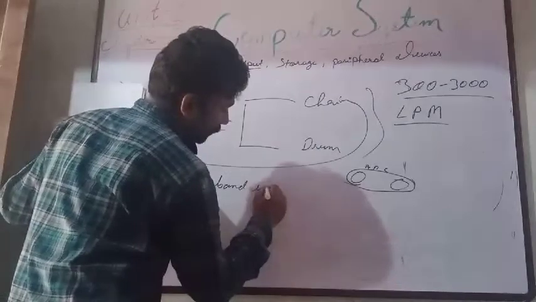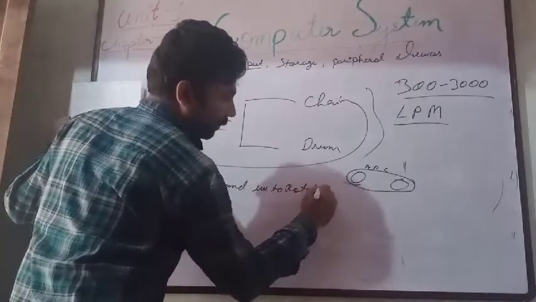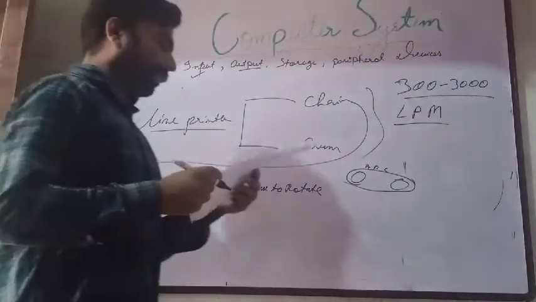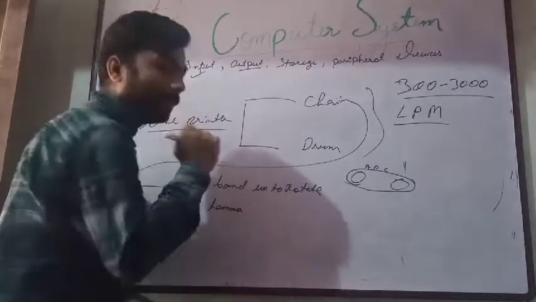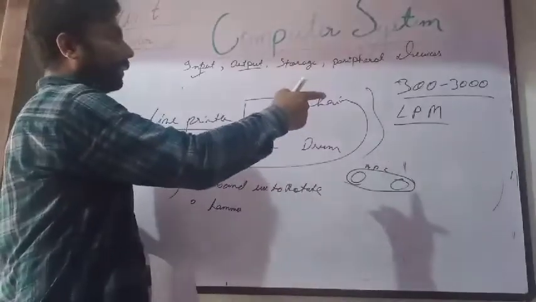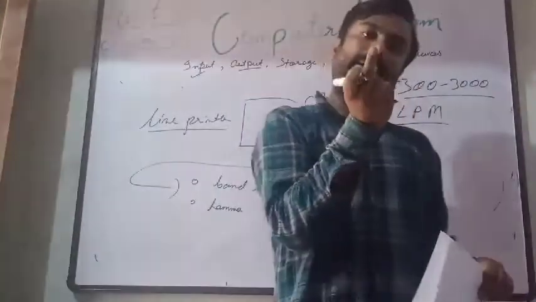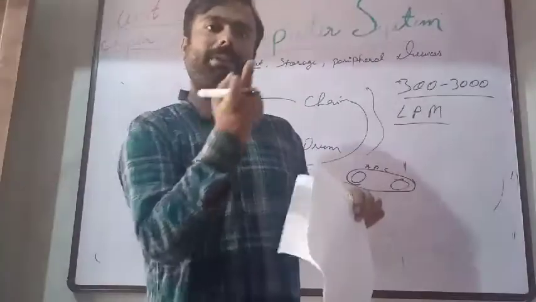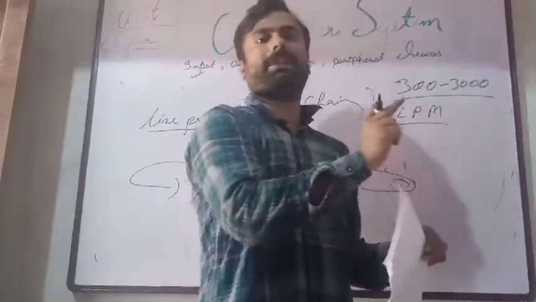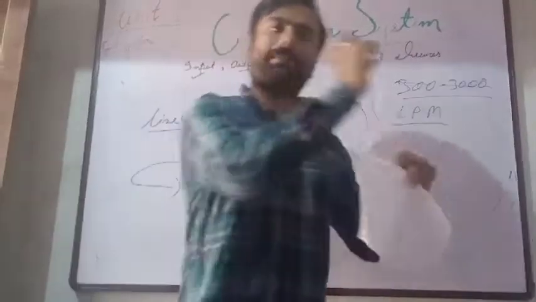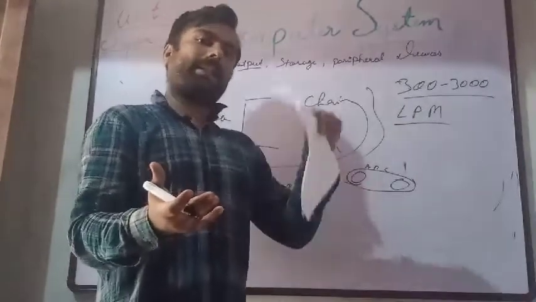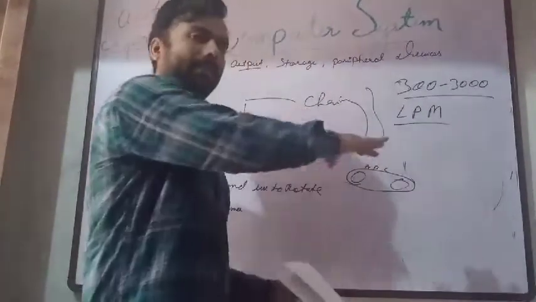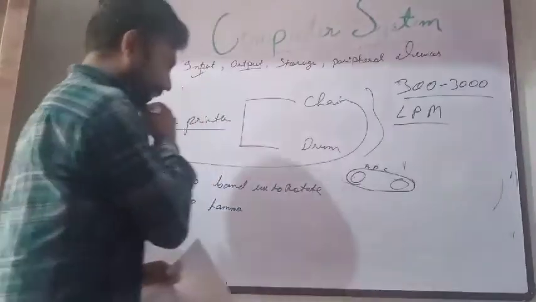Understood, the band used to rotate. Second point: the hammer. In the daisy wheel printer, the head is built together with the hammer, meaning the hammering is done on the ribbon with the head, and then the printout appears on the paper. But here the hammer is a separate part from the head, and the characters are on the other side; both are on opposite sides of the paper.